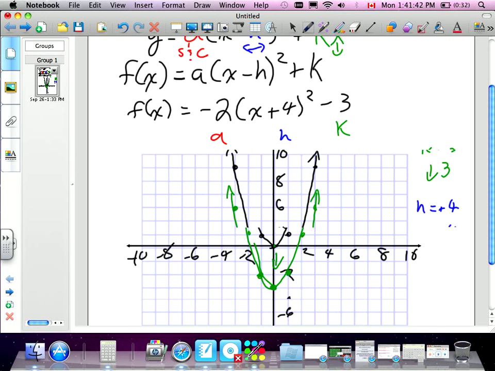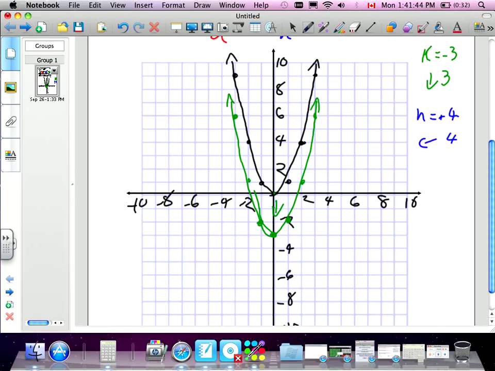So again, I get my vertex from the green one, and we go over to the left 4. 1, 2, 3, 4. And again, I can move every single point over 4. It's easier if you just know how to recreate the graph, especially when it comes to a. Okay? So again, I go over 1, up 1, over 2, up 4, over 3, up 9.